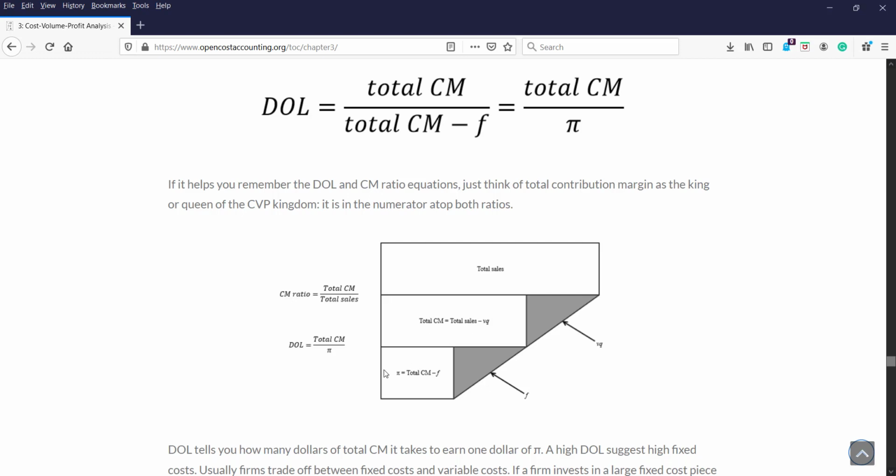And over here, we're talking about how many dollars of total contribution margin we get per dollar of sales. Down here, with degree of operating leverage, we're talking about how many dollars of total contribution margin we need to get $1 of profit. Kind of flipped it around. This number will always be greater than 1 unless we have no fixed costs at all, in which case our total contribution margin will be equal to profits because we're not taking out any fixed costs.